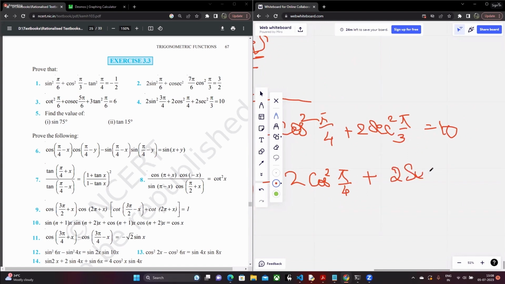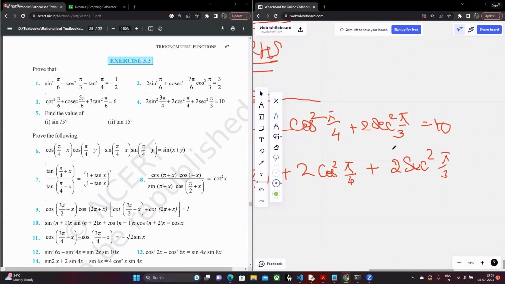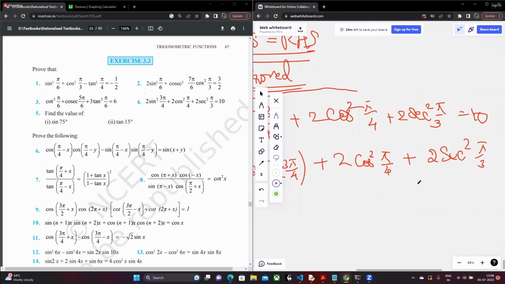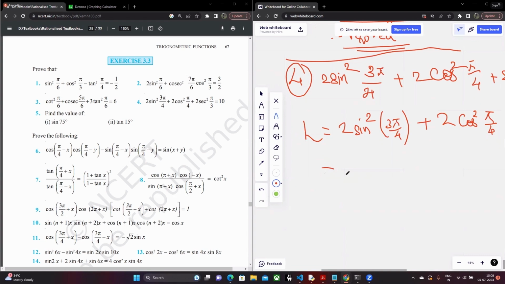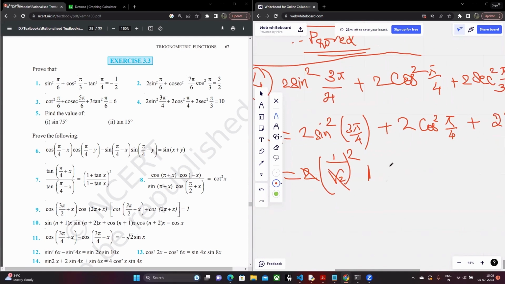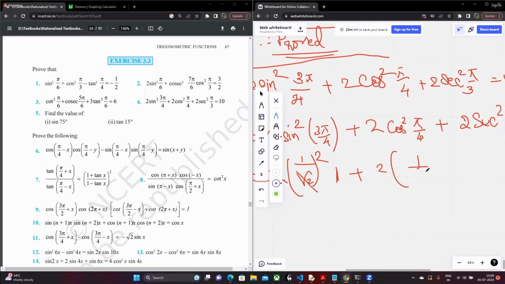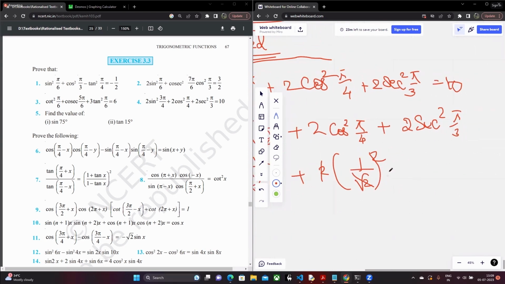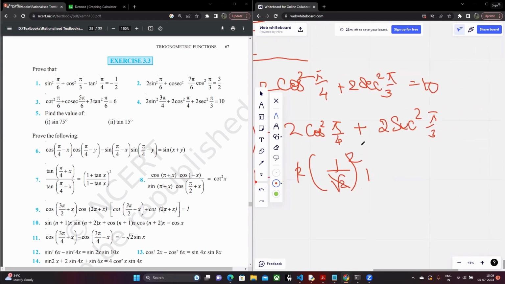And this is 2 secant squared of pi by 3. Right? Again, secant of pi by 3 is the same as cosecant pi by 6. That is 2. Right? So secant squared is going to be 2 squared. That is 4. Right? So this is going to be equal to 2 times 1 by root 2 the whole square. This is going to give me a 1. Plus 2 times, again, 1 by root 2 the whole square. Again, this is going to give me a 1. Right? Because 1 by root 2 the whole square is 1 by 2. And 2 into 1 by 2 is 1.